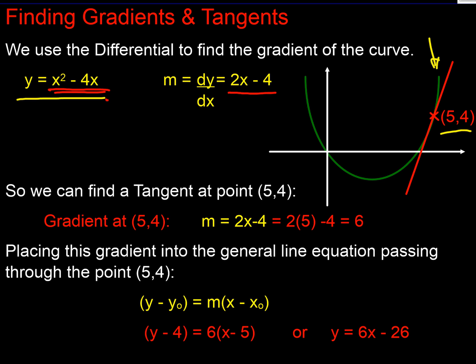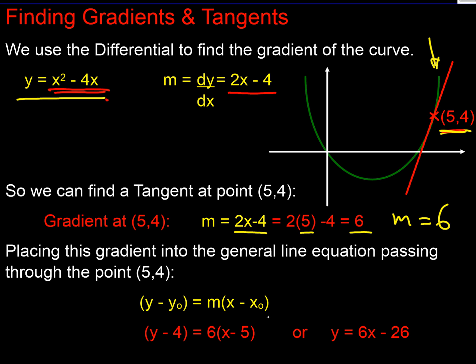So we now know what the gradient is at any point along that curve. And if we want to know, therefore, what the gradient is at the point x equals 5, we just substitute 5 in here. So the gradient of 2x minus 4 when x equals 5 is 2 times 5 is 10, minus 4 is 6. So we now know the gradient of this tangent is going to be 6.